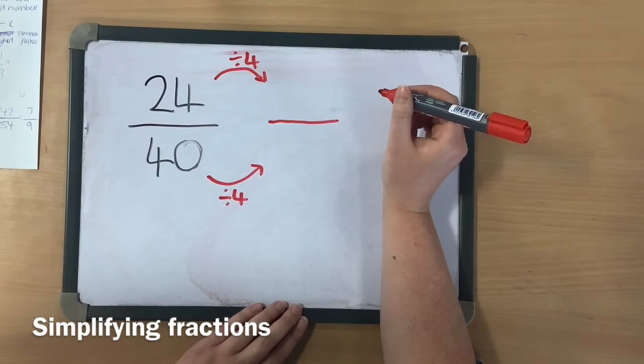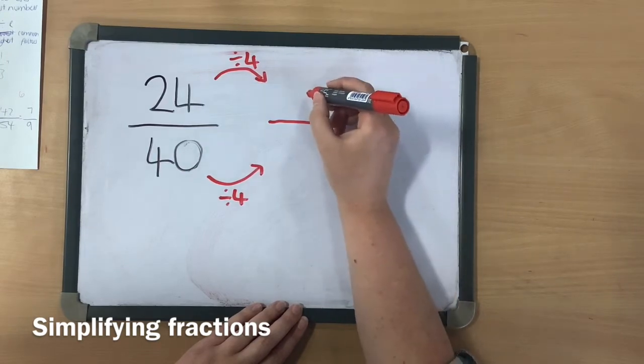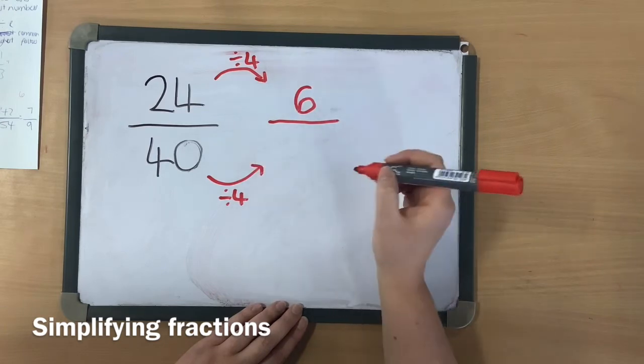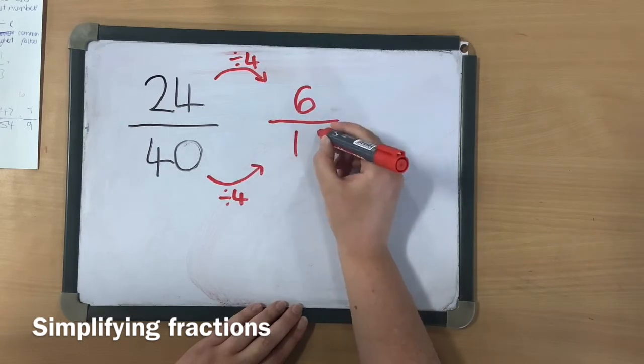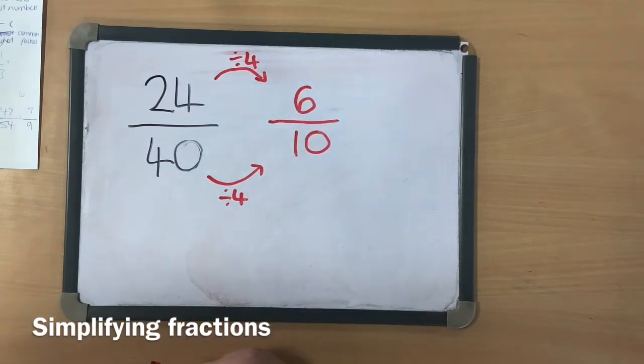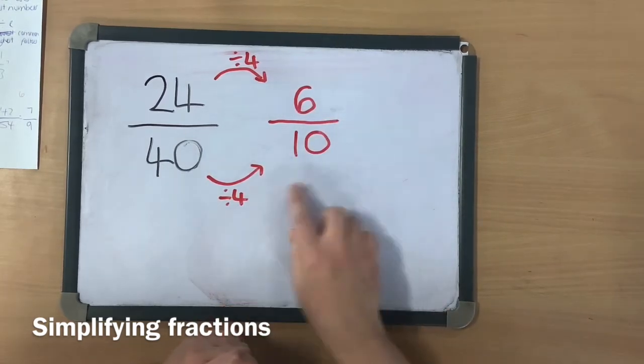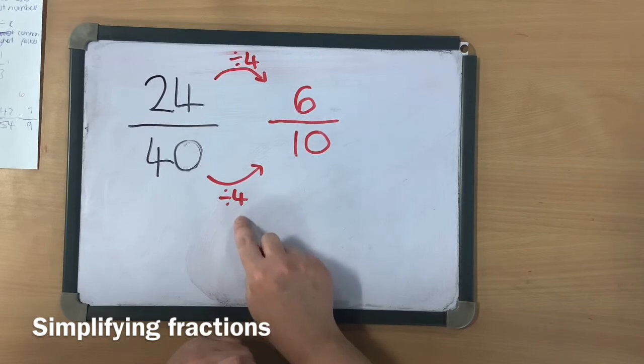Okay, 24 divided by 4 is 6, and 40 divided by 4 is 10. Then I'm left with a fraction, 6/10, which isn't particularly low. It's still got quite high numbers, which shows me that actually maybe 4 isn't my highest common factor.